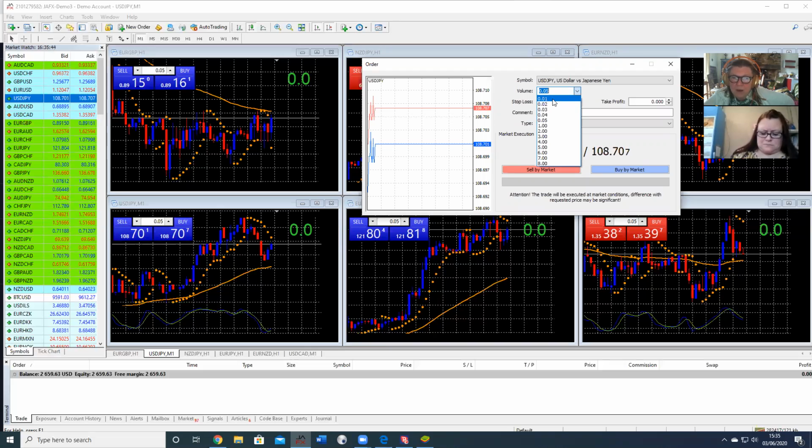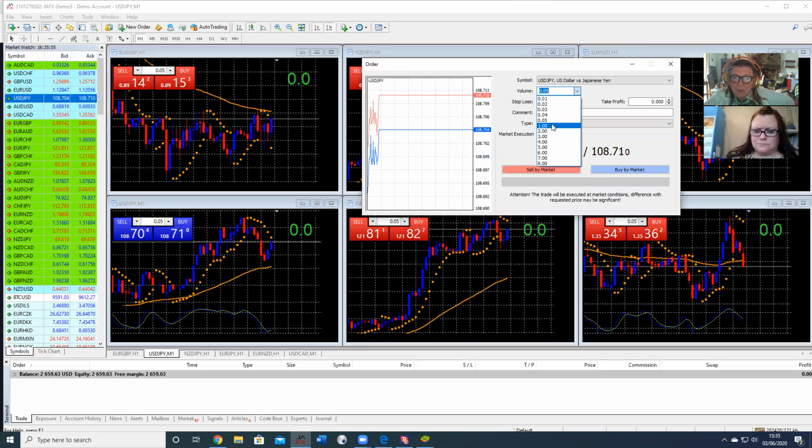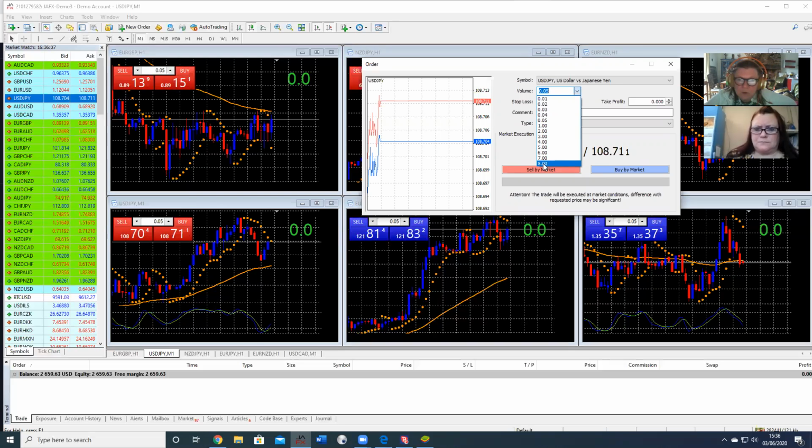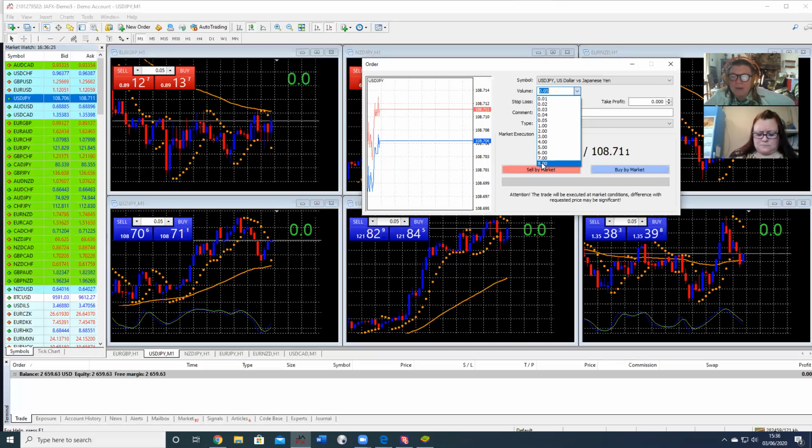So 0.01 is going to be 10 cents, 1.00 is $10, and 0.1 would be $1, and then you can have multiples thereof. So this is a demo account. I've got a balance in it of $2,600. So if I clicked on lot size 8.0, that's $10 a pip, then it probably wouldn't let me take the trade. It would say no, not enough money in the account, because you probably need a $10,000 account.